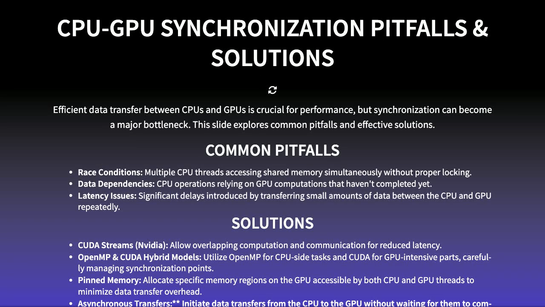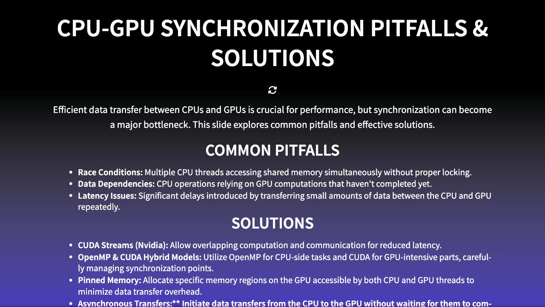Okay, let's talk about getting your CPU and GPU working together smoothly. It's really important to avoid bottlenecks when transferring data between them, and that's where synchronization comes in. There are a few common problems you can run into, things like race conditions where multiple threads try to access the same information at once, or data dependencies where one part of your code needs something from the GPU before it can continue. And sometimes just the act of moving small chunks of data back and forth repeatedly can cause delays. Luckily, there are some great solutions.